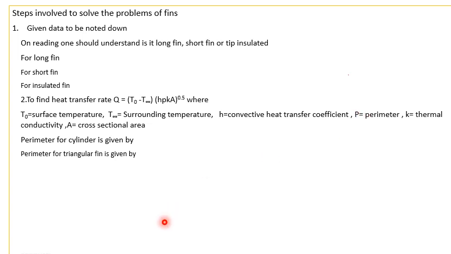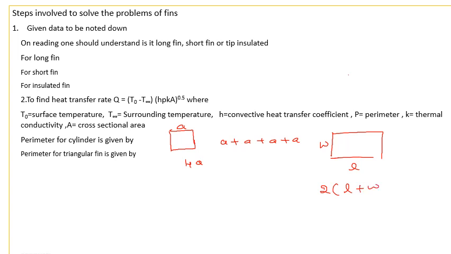P is the perimeter. So of course, perimeter is the length of all the four sides. If this is a square and a is one side, then it is 4 into a, or a plus a plus a plus a, that is the perimeter for a square. Similarly, for a rectangle, if this is the length and this is the breadth or width, it is twice the length plus the width.